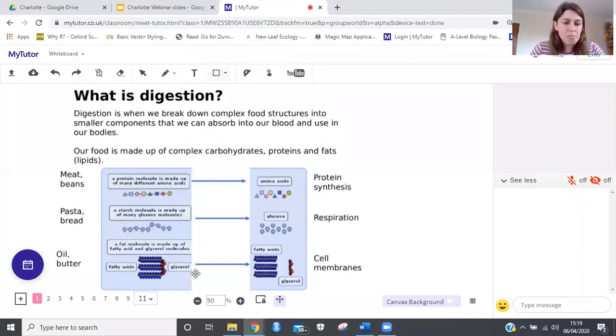And lipids are fat molecules, and they're made up of two things rather than one thing. They're made up of fatty acids and glycerol. We get those when we eat things like oil or butter, and then during digestion, they're broken down to the separate fatty acids and glycerol, and used for things like cell membranes. So if you remember any of your cell biology lessons, we talked about the phospholipid bilayer in cells.